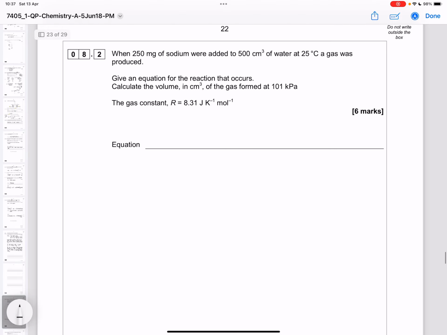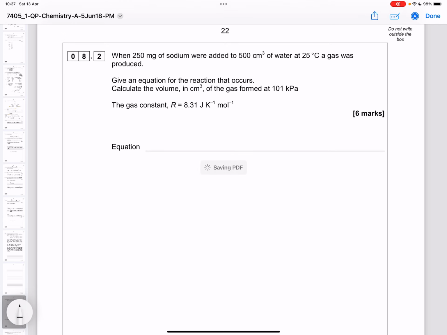So the next part of the question says when 250 milligrams of sodium, which is our Na, is added to 500 centimetres cubed of water, a gas was produced. So we've got a mass, but it's in the wrong units because mass has to be in grams. We've got a volume of water, we've got a temperature, and we've got the gas constant. And we're being asked to calculate the volume of gas formed at 101 kilopascals. That's the pressure.